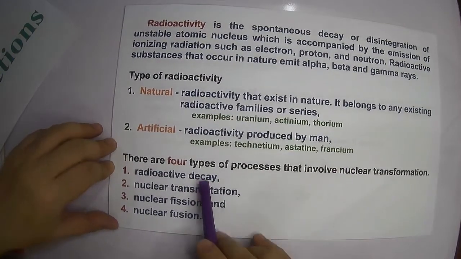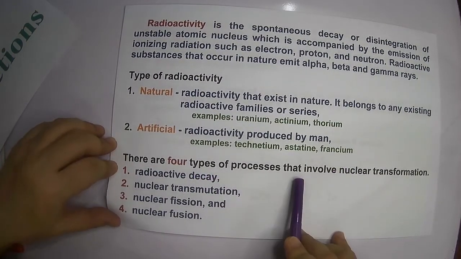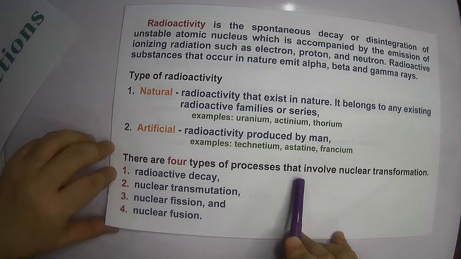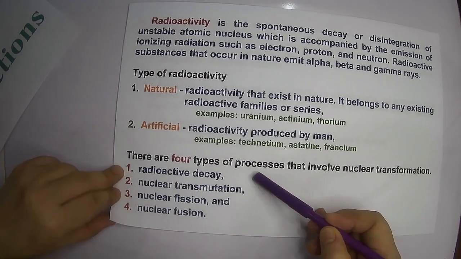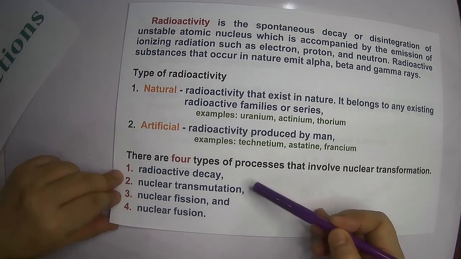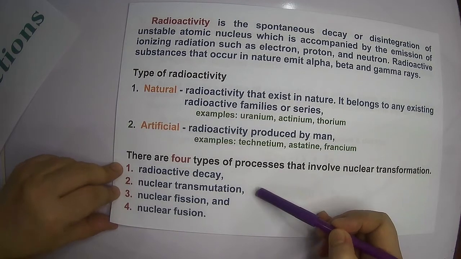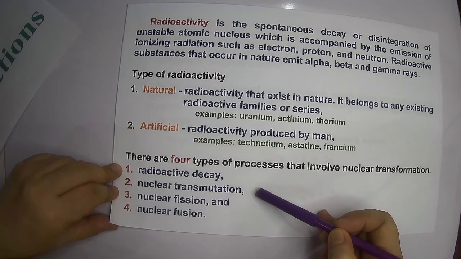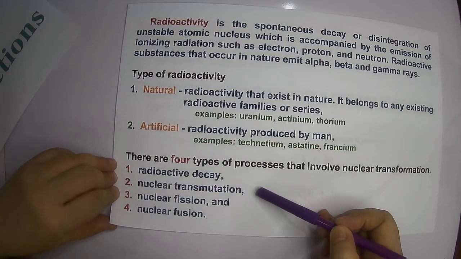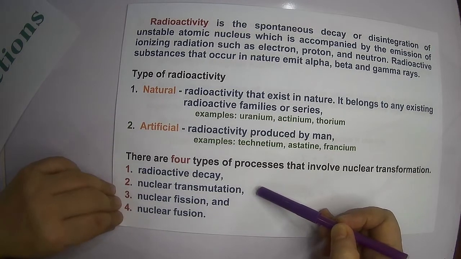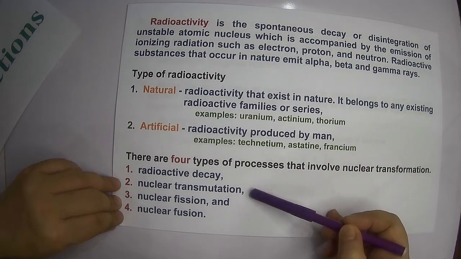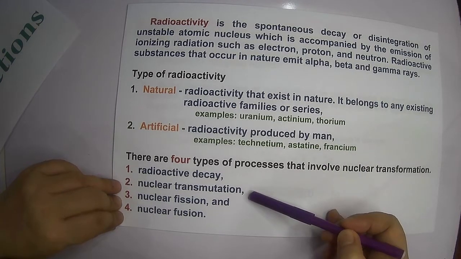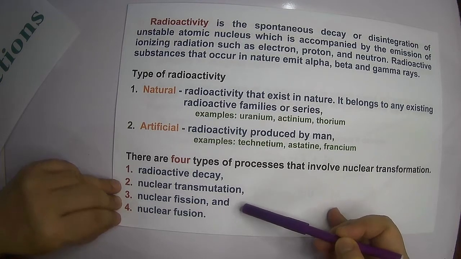Okay, there are four types of processes that involve nuclear transformation. One is radioactive decay, where the nucleus emits particles such as alpha, beta, gamma, or a positron, or it can capture an electron. The next is nuclear transmutation. We will discuss the details of all of this later. And we have nuclear fission and nuclear fusion.